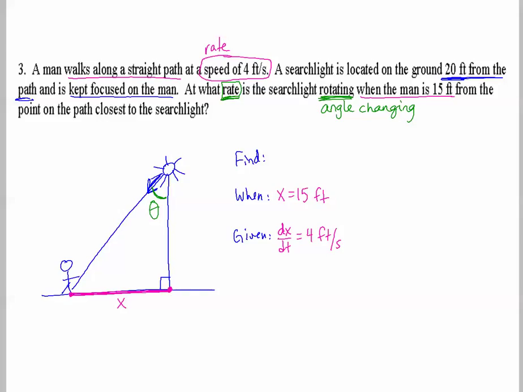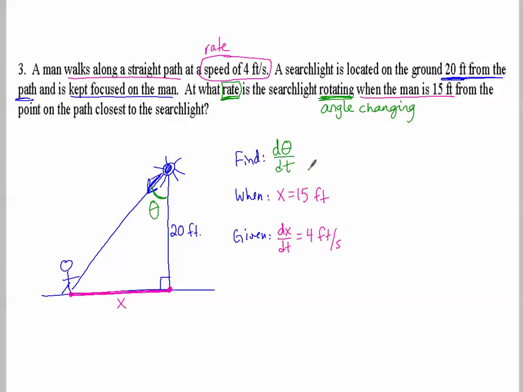And more information is coming. A searchlight is located 20 feet from the path. So this length right here is 20 feet. It's always here. It stays here. It's not moving, and the path stays here. It's not moving. So this is constant, and if it's constant, we mark it in our picture with a number. I wrote down the 15 feet. At what rate is the searchlight rotating? That's the question. What rate? So dθ/dt, the change in the angle. At what rate is that angle changing when the man's 15 feet from that point?